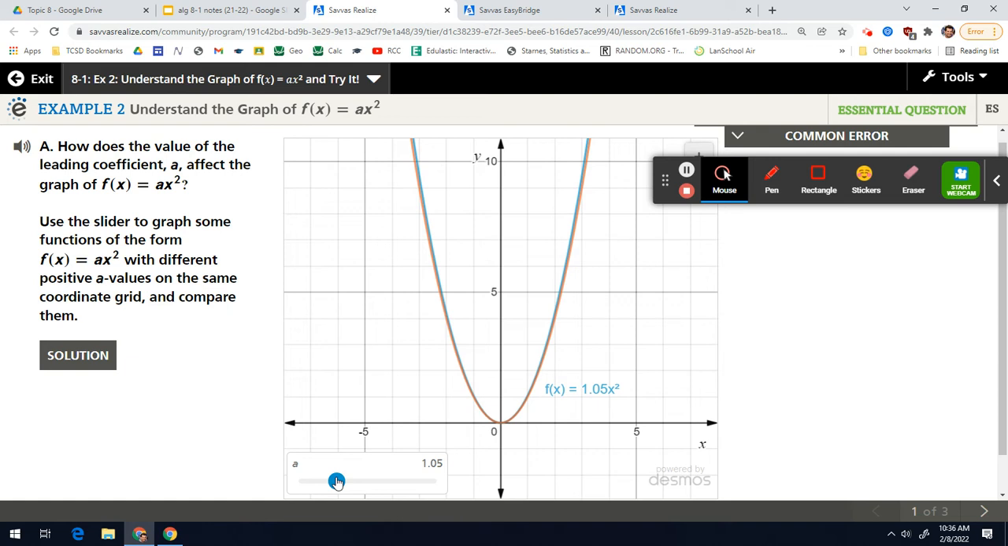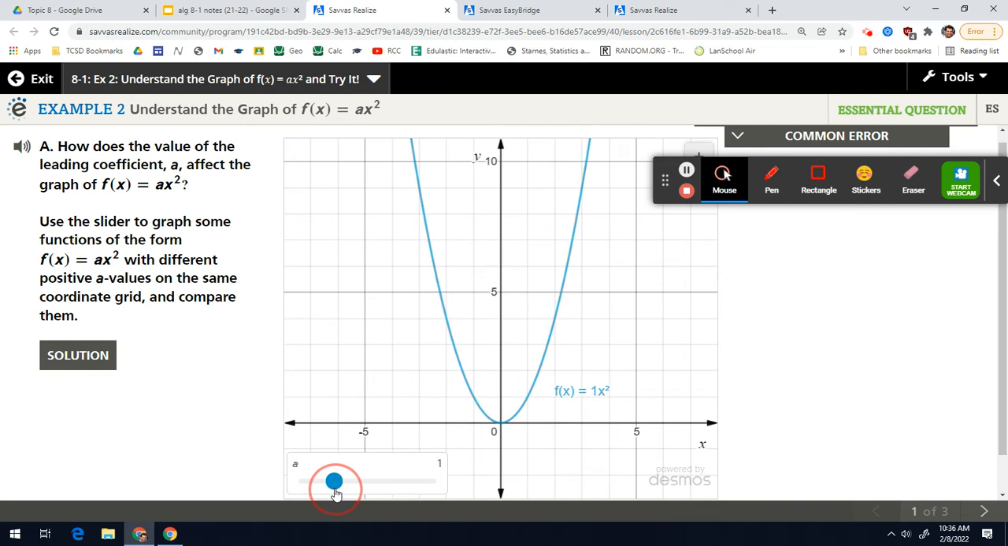Notice what's happening to the blue. Notice the blue is getting skinnier. We call this narrower. So notice that as your a value increases, as it gets bigger than 1, your y values start getting higher faster, which stretches or pulls that parabola tighter. So we're going to say that that's going to make your parabola narrower. Okay? Narrower.